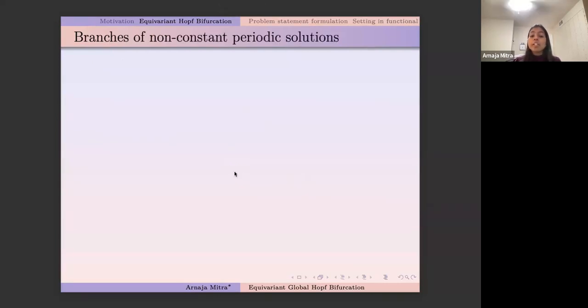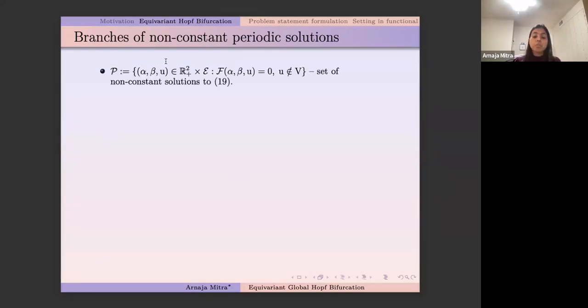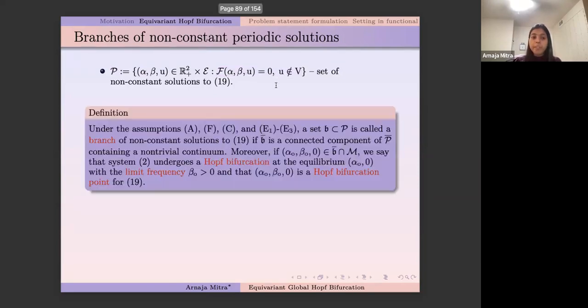Now, let me explain what a branch of non-constant periodic solutions is. First, let me explain what a non-constant solution is. We denote by P the set of non-constant solutions, such that alpha F is not equal to 0 for such u which does not belong to V, that is, non-constant. Now the branch is nothing but a subset of P whose closure is a connected component of the closure of P, and it contains a non-trivial continuum.